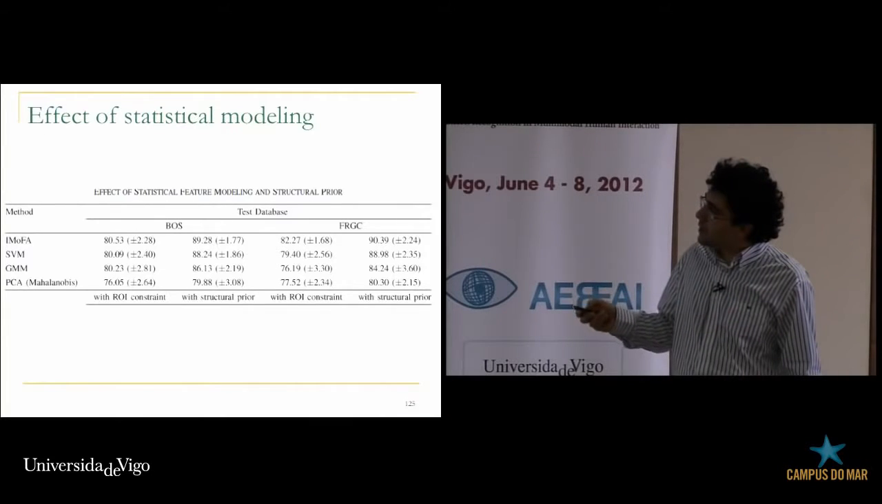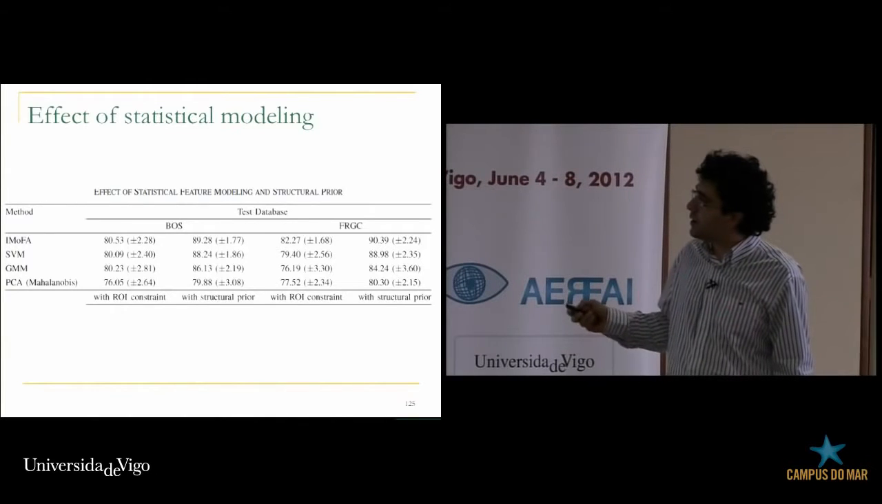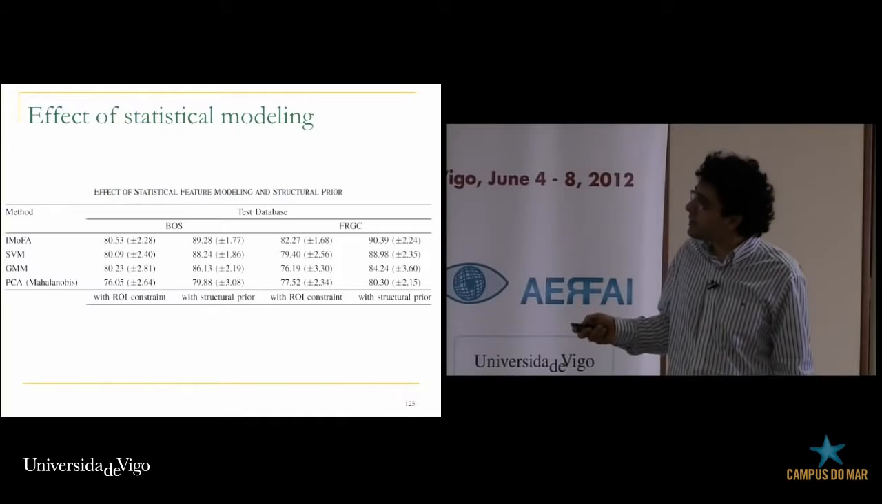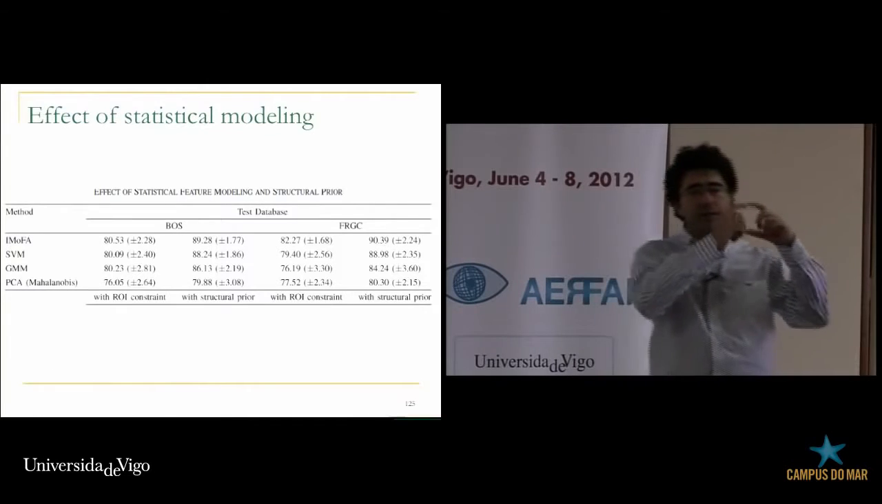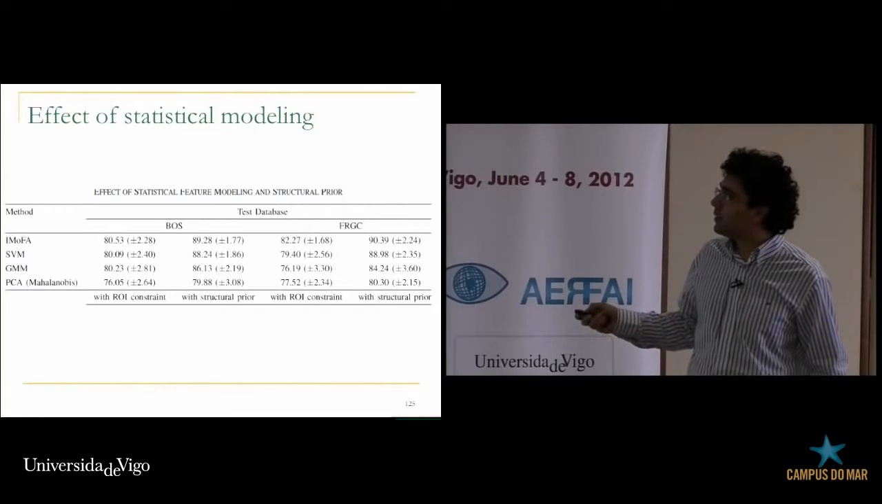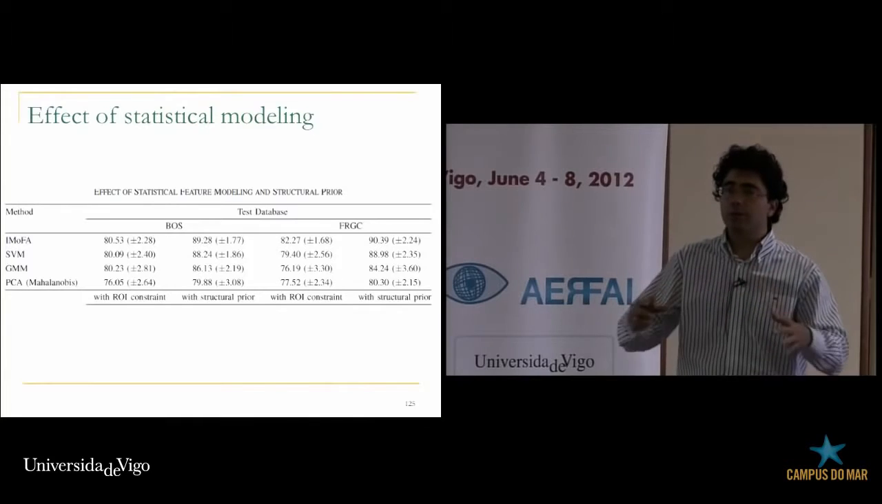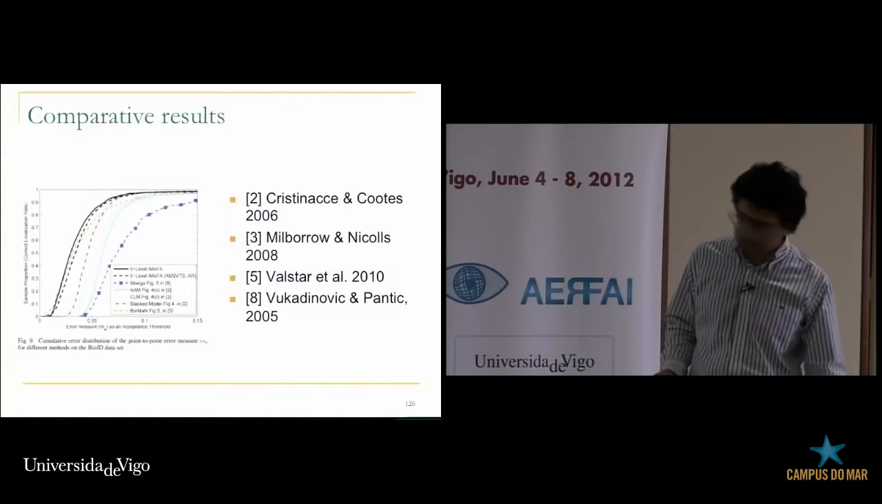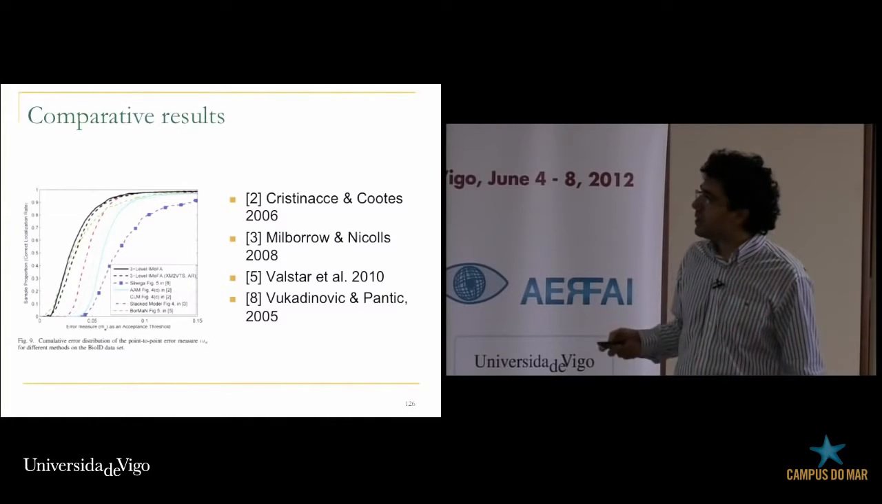So here you see the test database is Bosphorus or FRGC. The training is on Bosphorus. You see that the results of the incremental model is much better. And here the columns are, this is with region of interest, like just taking a square around the expected locations of the landmark. And this is the Gaussian prior that kind of constrains the expected location probabilistically.